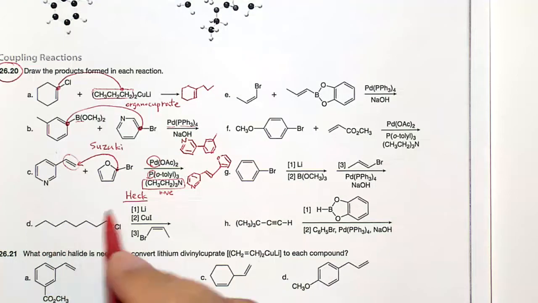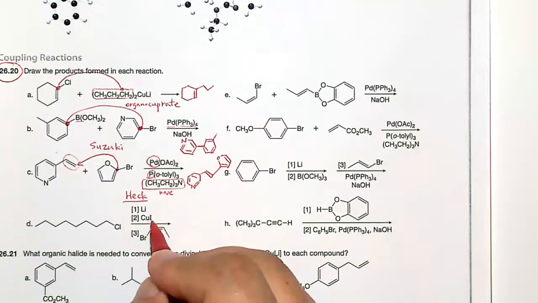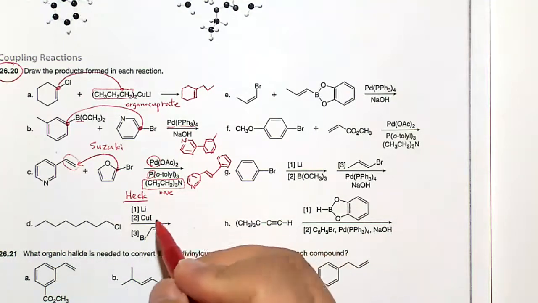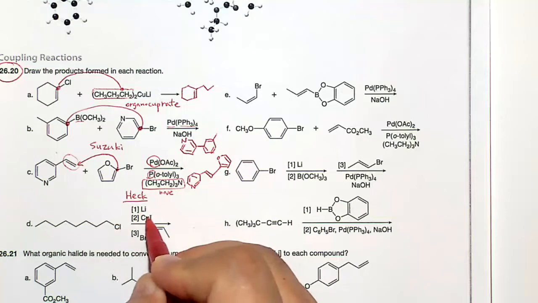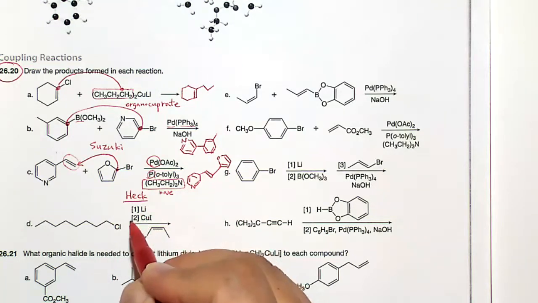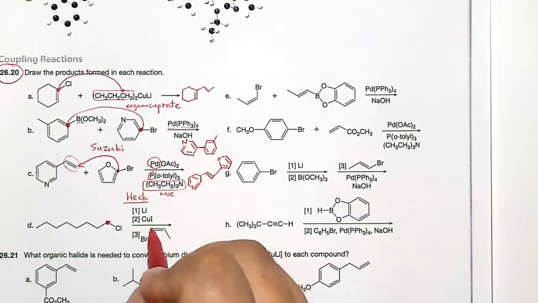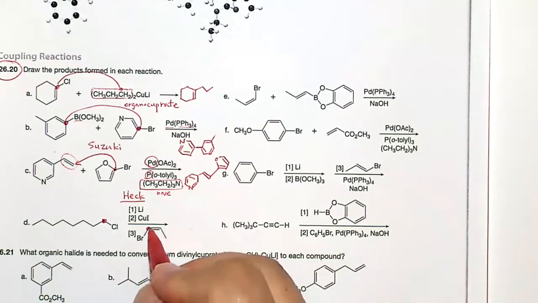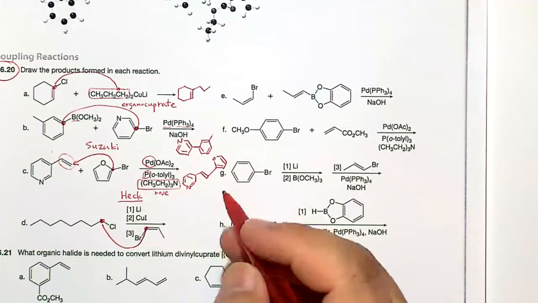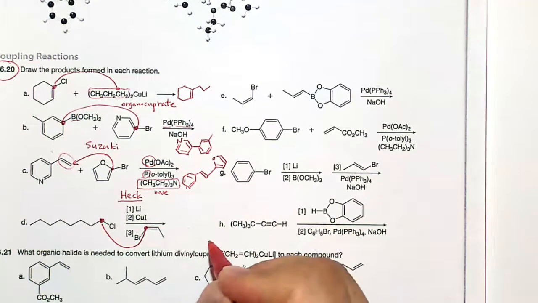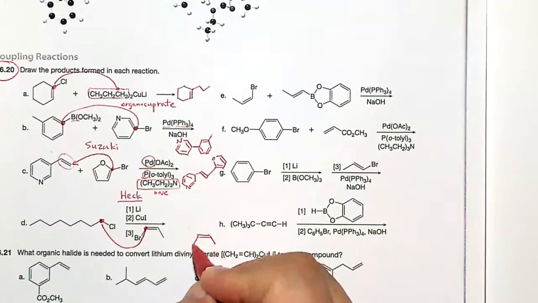The next, D, is lithium with copper iodide. This is going to make an organolithium compound by halogen metal exchange, and then that organolithium compound will be converted to an organocuprate compound. This carbon and this carbon will make the organocuprate coupling. So that's cis. I'm going to maintain that cis.